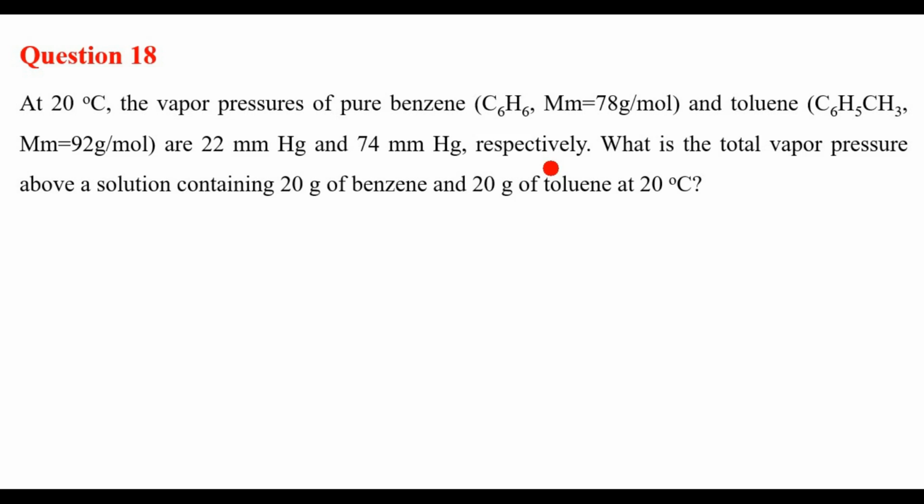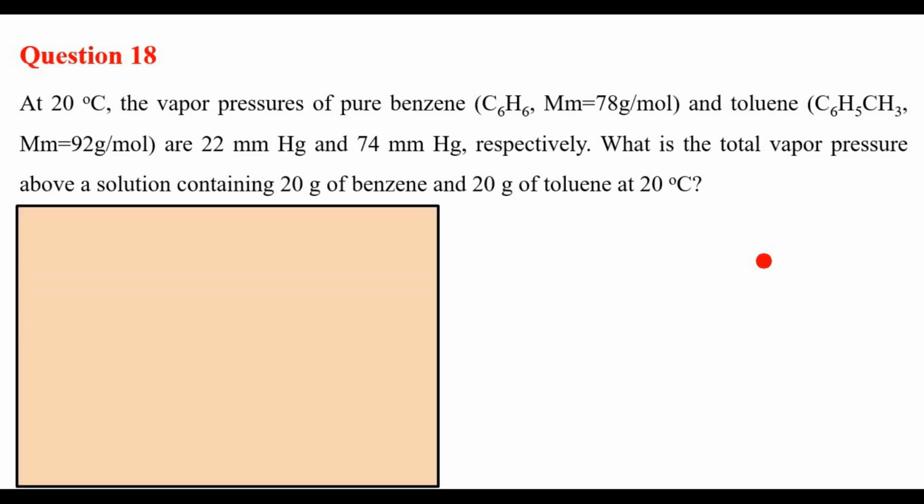What's the total vapor pressure above a solution containing 20 grams of benzene and 20 grams of toluene at 20 degrees Celsius? That means here we have two solvents which are mixed together. Then the vapor pressure that they contribute will be the sum of the vapor pressures. That means they're asking what's the vapor pressure of the resulting solution. If you mix two solvents, we need to look at the vapor pressure for each of the solvents and then add them. The vapor pressure that they will exert will be the sum of the vapor pressure of each of the solvents.